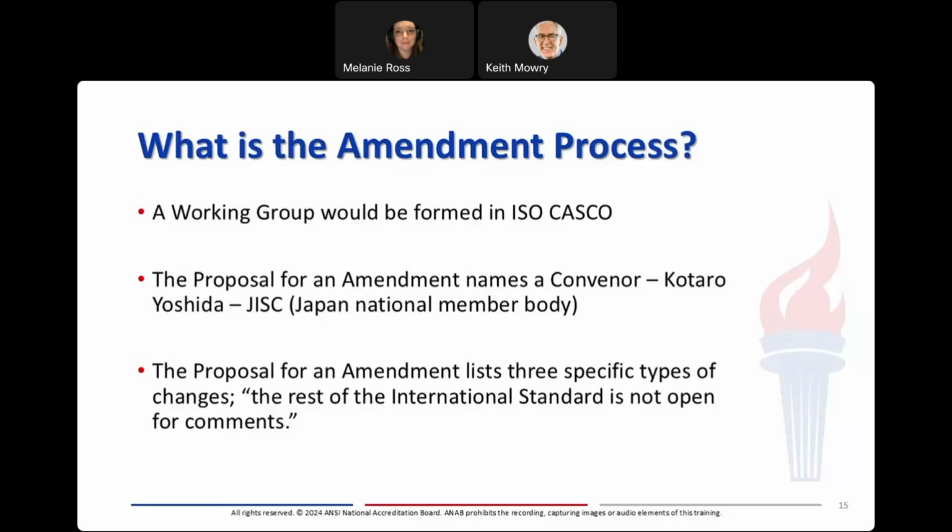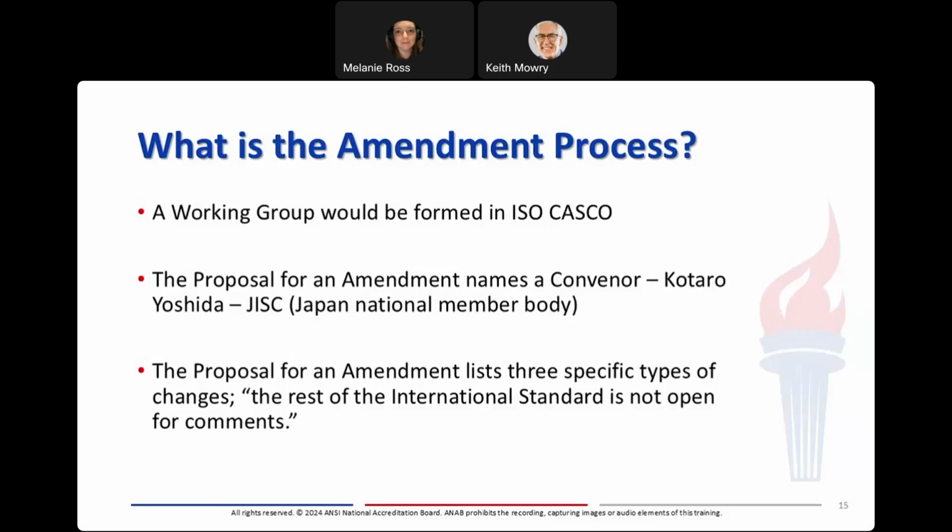Now, what is the amendment process? So let's assume that this ballot proposal passes. Recall that there is no standing subcommittee for ISO 17065. We don't use subcommittees in ISO CASCO. As a result, CASCO will need to form a working group to create the amended text per the proposal. The ANSI proposal for the amendment names a candidate for the convener of such a working group, and that individual is Kotaro Yoshida, and we appreciate his gracious offer to do this work. He's under the Japan National Member Body to ISO CASCO.